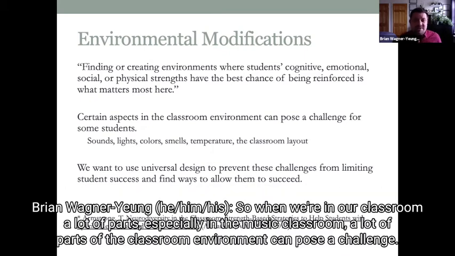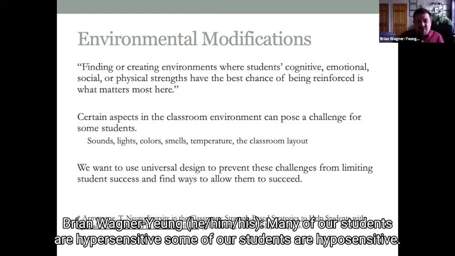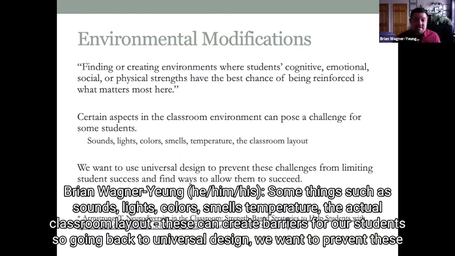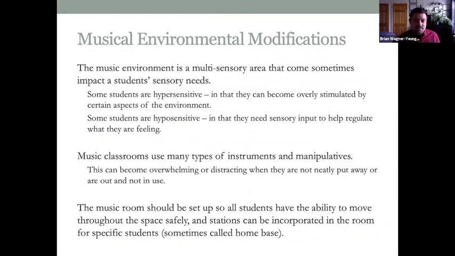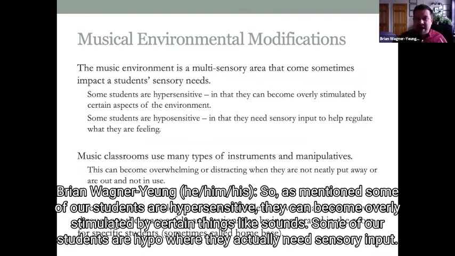So when we're in our classroom, especially the music classroom, a lot of parts of the classroom environment can pose a challenge. Many of our students are hypersensitive. Some of our students are hyposensitive. Some things such as sounds, lights, colors, smells, temperature, the actual classroom layout, these can create barriers for our students. So going back to universal design, we want to prevent these challenges from limiting student success and find ways for them to succeed.